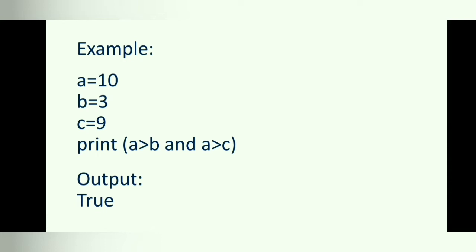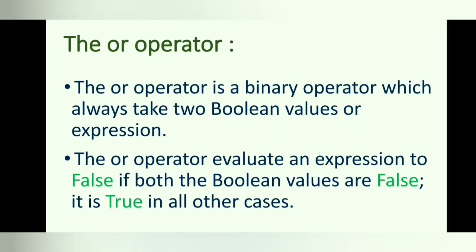That is, A is greater than B, 10 is greater than 3 is true, and A is greater than C, 10 is greater than 9 is true. So true and true, result is true. In the case of the AND operator, an expression is true if both the Boolean values are true, otherwise it is false. The OR operator.